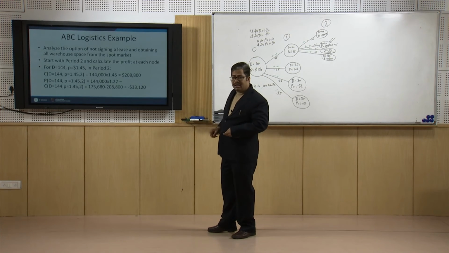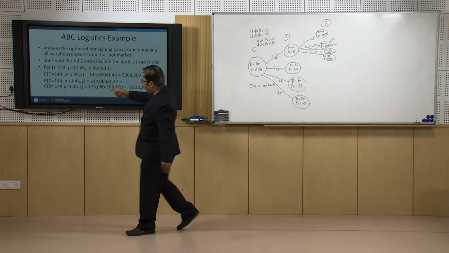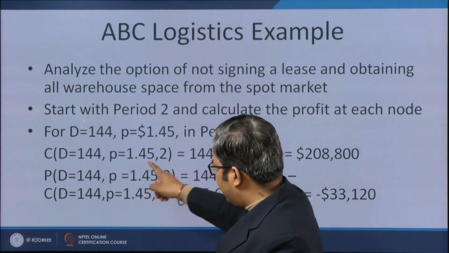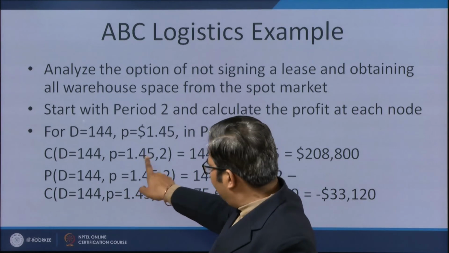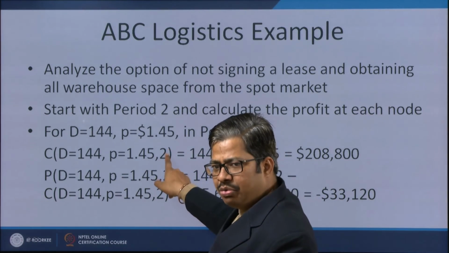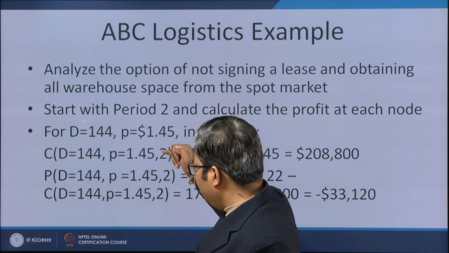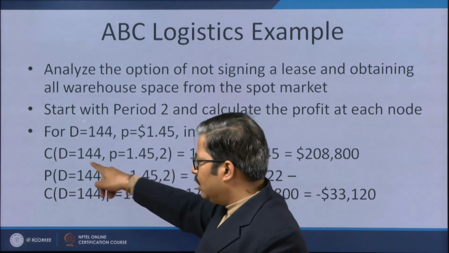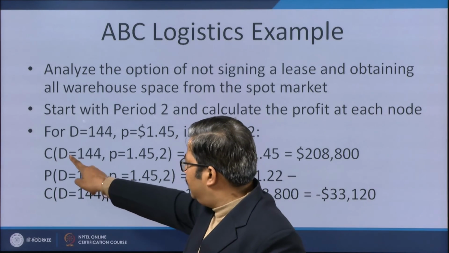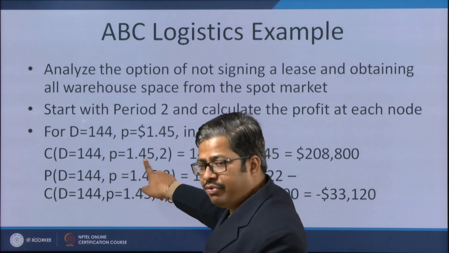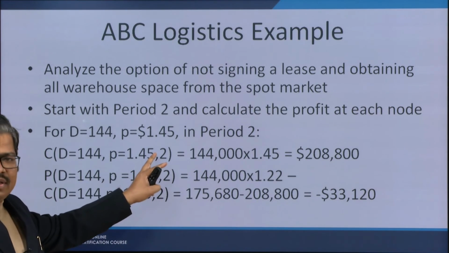For that purpose, to determine the cost, here we will write it in such fashion: D 144, P is 1.45, comma 2. This comma 2 signifies that the time period, it is 2 now. If I write comma 1, this is the state at period 1. So, D 144, P 1.45, this is the state, and comma 2, this is the time period.